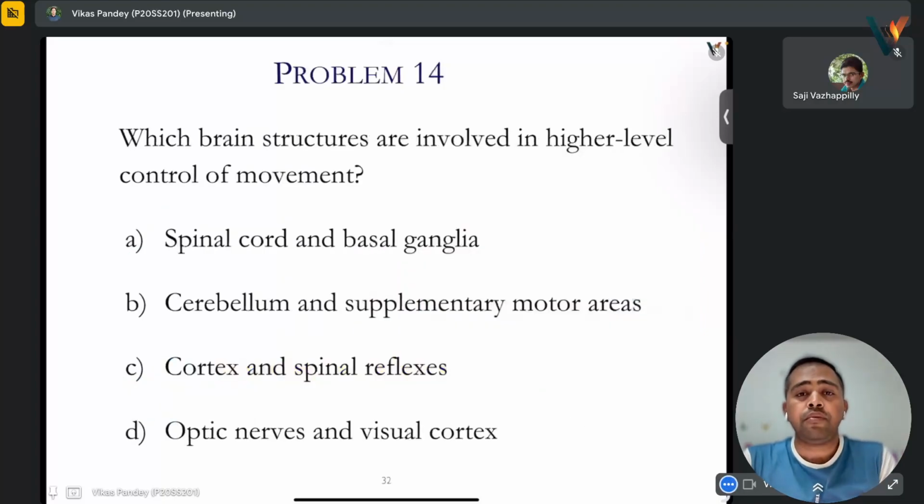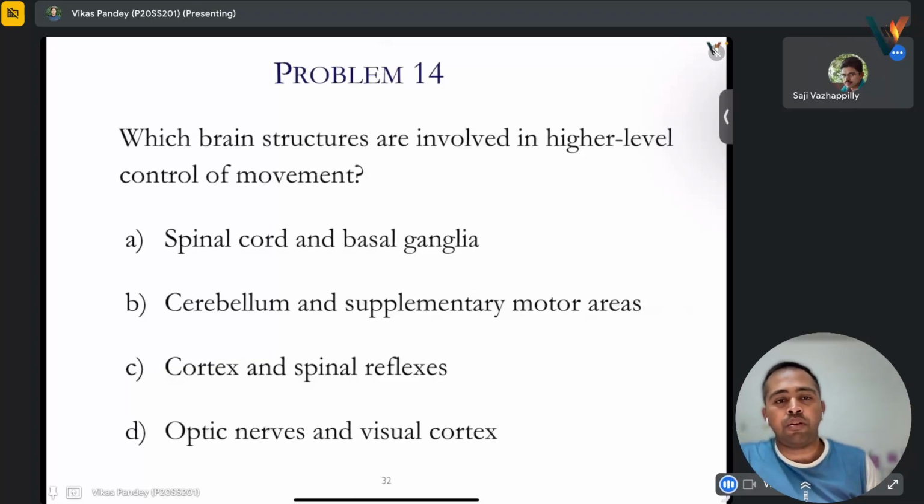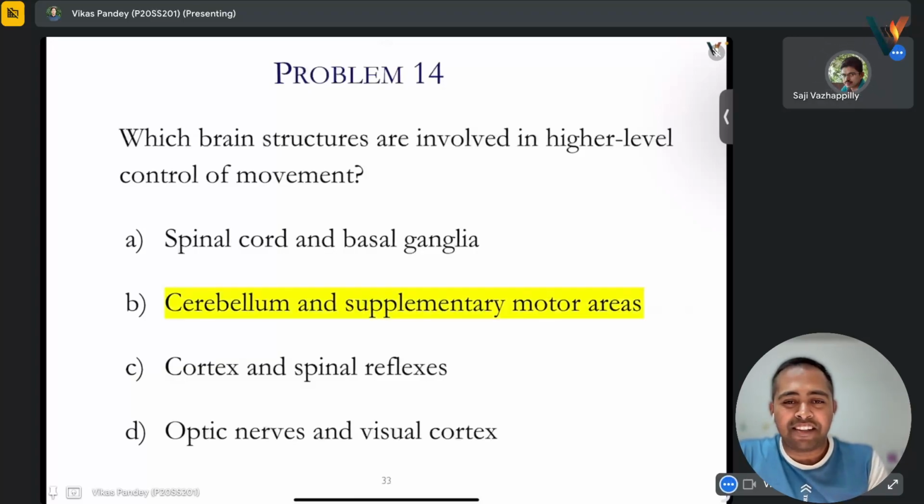Which brain structures are involved in high level control of movement? Spinal cord and basal ganglia; cerebellum and supplementary motor area; cortex and spinal reflexes; optic nerve and visual cortex. Spinal cord and basal ganglia. Otherwise, cerebellum and supplementary motor area.